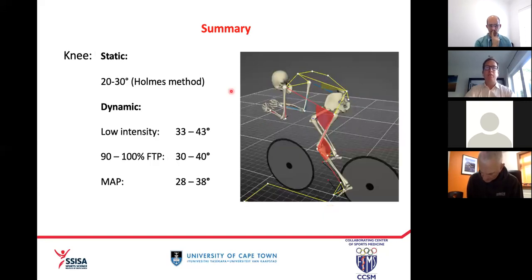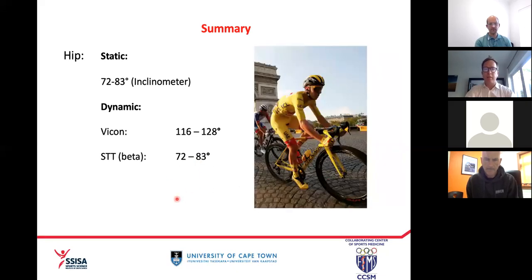In the knee, as we already covered, the static knee flexion angle can be between 20 and 30 degrees. Sorry, that should be 25 and 35 degrees. My mistake, that's a misprint. And that's the Holmes method. And then for low intensity dynamic activity, 33 to 43, 30 to 44, what we mostly use in our lab and is an appropriate, I think, workload to measure knee flexion angles, and at maximal aerobic power, 28 to 38 degrees. With a hip, we see generally a range between 72 and 83 degrees.